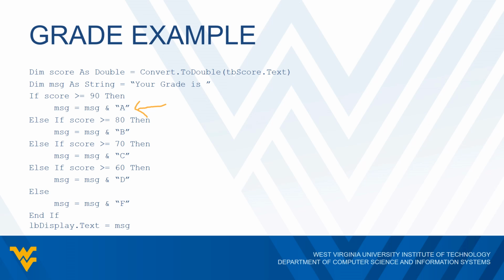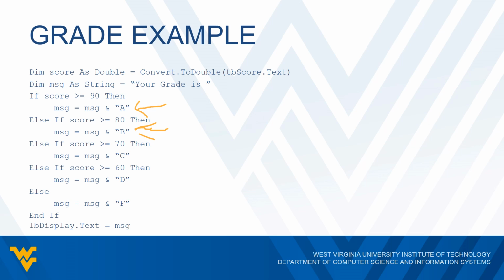If that is true, then we're going to execute this line right here, where we would concatenate a B to the end of the message. So notice that we would skip the previous concatenation, so there's no A at the end of this message at this line. So this would say your grade is B, and then we would move down to the end and store that in our label text.